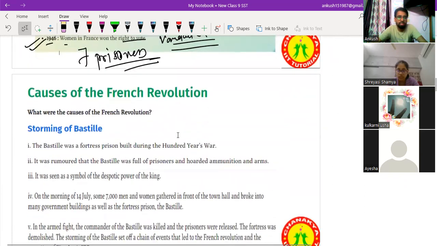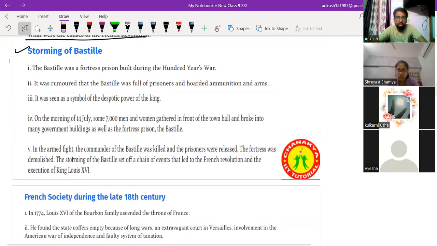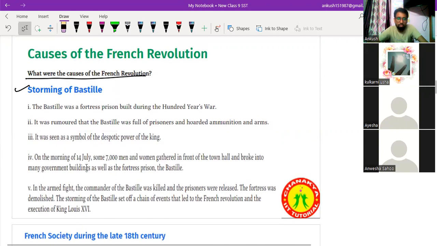Okay, now let us understand the causes of the French Revolution. What were the causes? If the question is there, what were the causes of the French Revolution, these causes you have to write down. How many causes are there? Near about 5 causes should be written in the form of an answer to this question. Have you got it? Yes, sir. Let us understand this now.